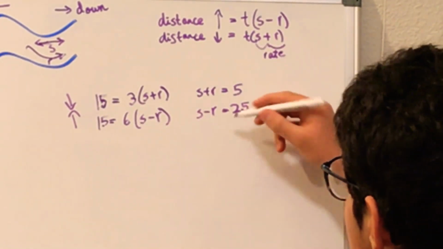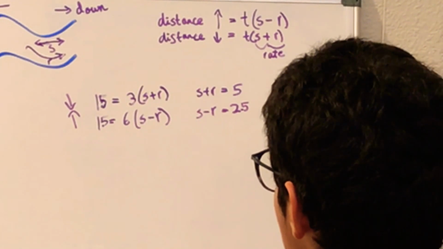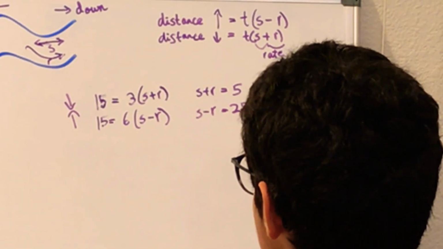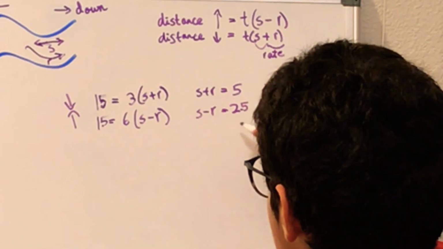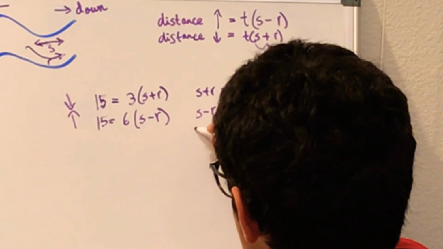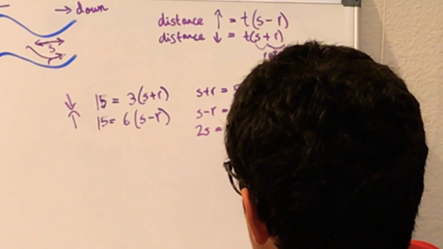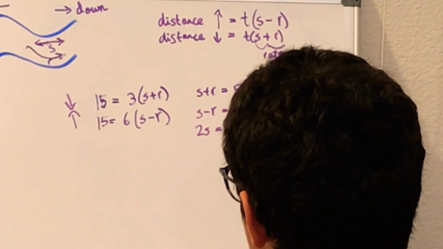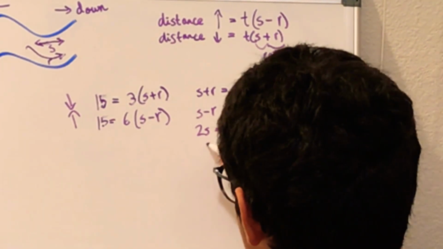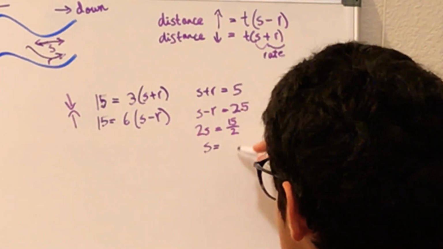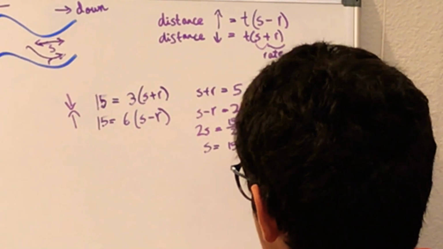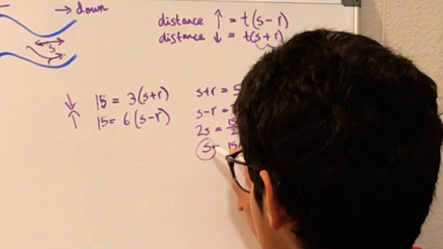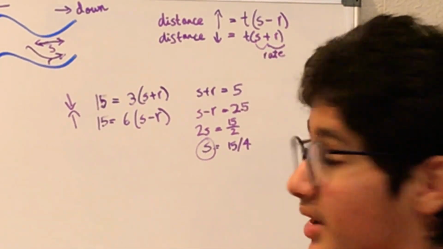Now we can combine both these equations, and when we do that, we're able to solve for S. Let's add them up. So 2S equals 7.5, which is 15 halves. So what is S? Well, S equals 15 halves over 2, so 15 fourths. And remember, this is now his speed in still water because there's no current affecting him.